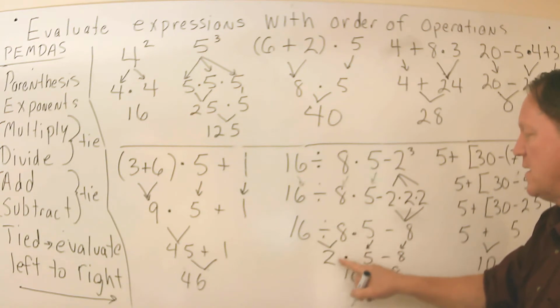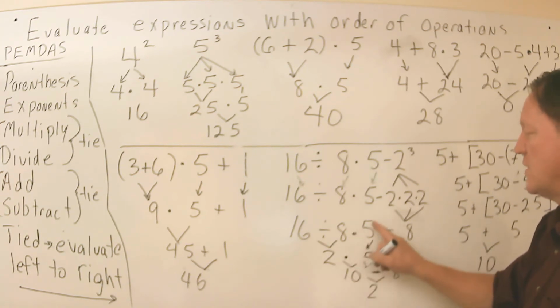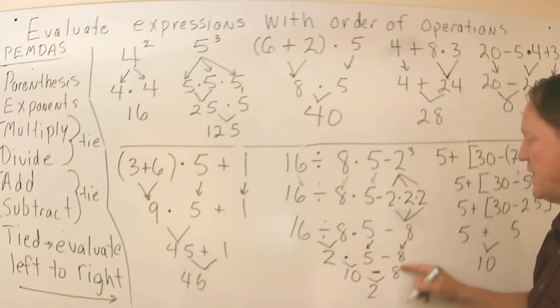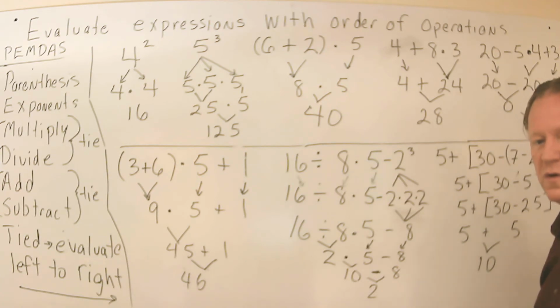16 divided by 8 is 2. And then we'll multiply the 2 times 5. We'll get 10 there. We're bringing down the minus 8 right here. And 10 minus 8 gives us 2. Okay.